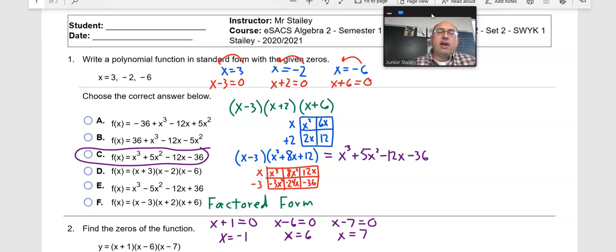But before we do that, we have to start with factored form. And before we do that, we have to know what our solutions are. You could use the word solutions, or you can use the word x-intercepts or zeros. In this particular case, x-intercepts and zeros would be good choices. And they've given us 3 different numbers: positive 3, negative 2, negative 6.